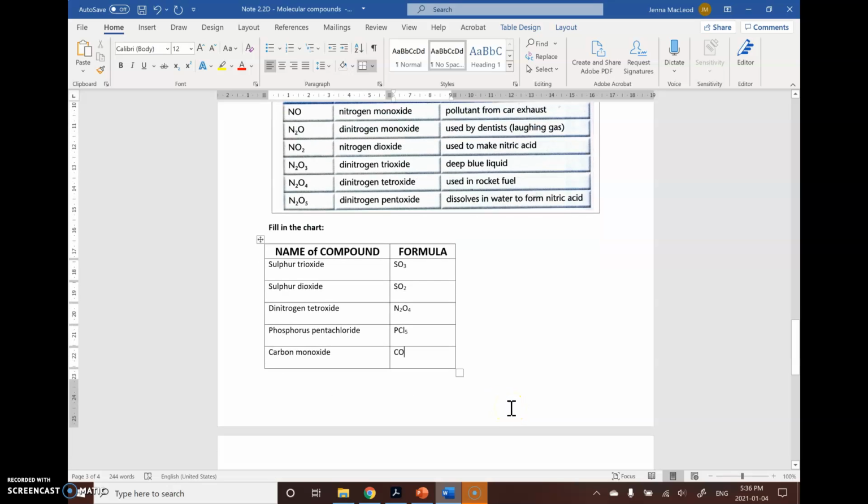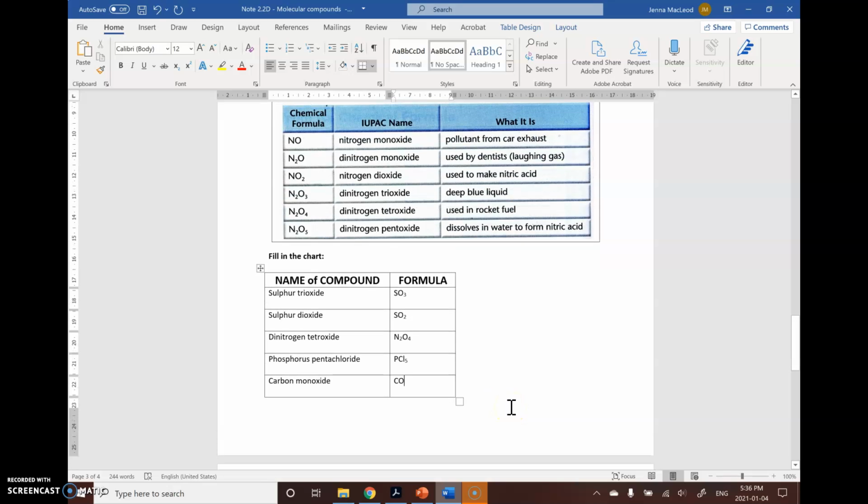So that is the end of this lesson. There is a worksheet that I would like you to complete and submit. If you have any questions, please let me know.